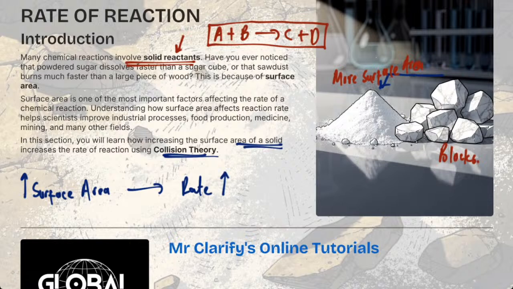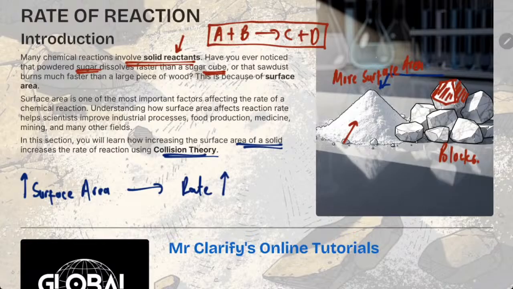So here, look at what this says. Have you ever noticed that powdered sugar dissolves faster than a cube? Why is it that sugar is sold in small particles? Why do you think they sell sugar as small particles like this? Because this is better. This increases the surface area. Surface area means how much of the solid is in contact with something else. Look, when you have a big rock like this, the surface area is only this part which you can see. You understand?